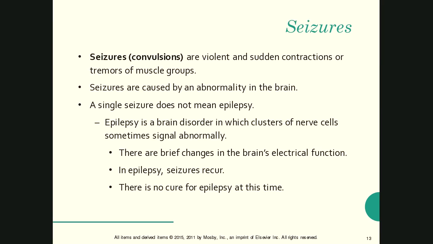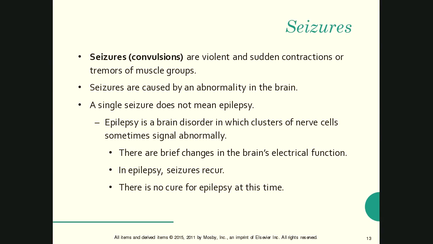Epilepsy is just one thing that can cause a seizure, because epilepsy is a brain disorder in which clusters of nerve cells don't signal normally. They signal abnormally, so there are brief changes in the brain's electrical function. In epilepsy, seizures recur. They'll come back again, and there's no cure for epilepsy at this time. So they usually take medications that control the seizures. But there are other things that can cause seizures.